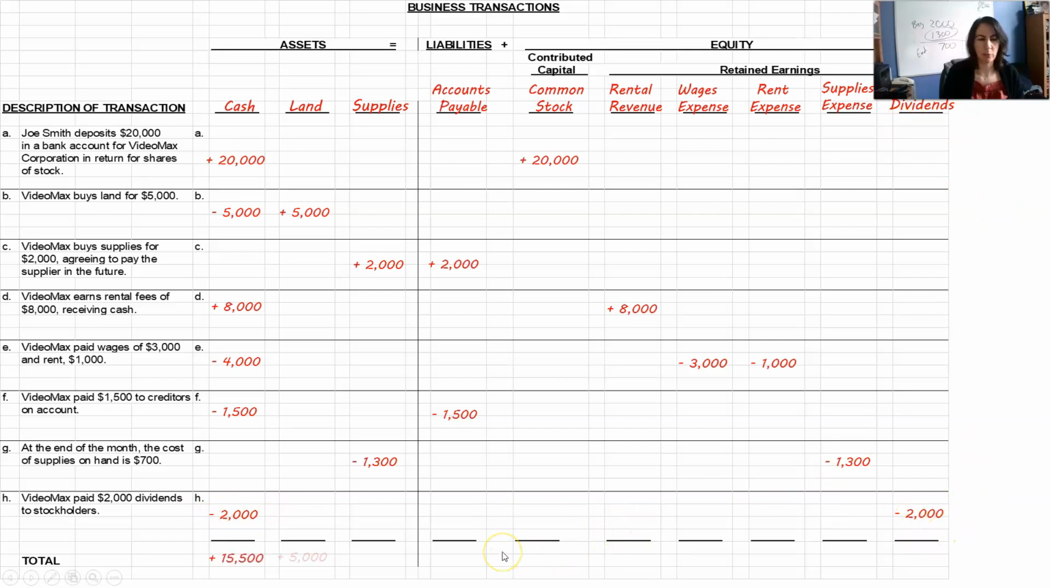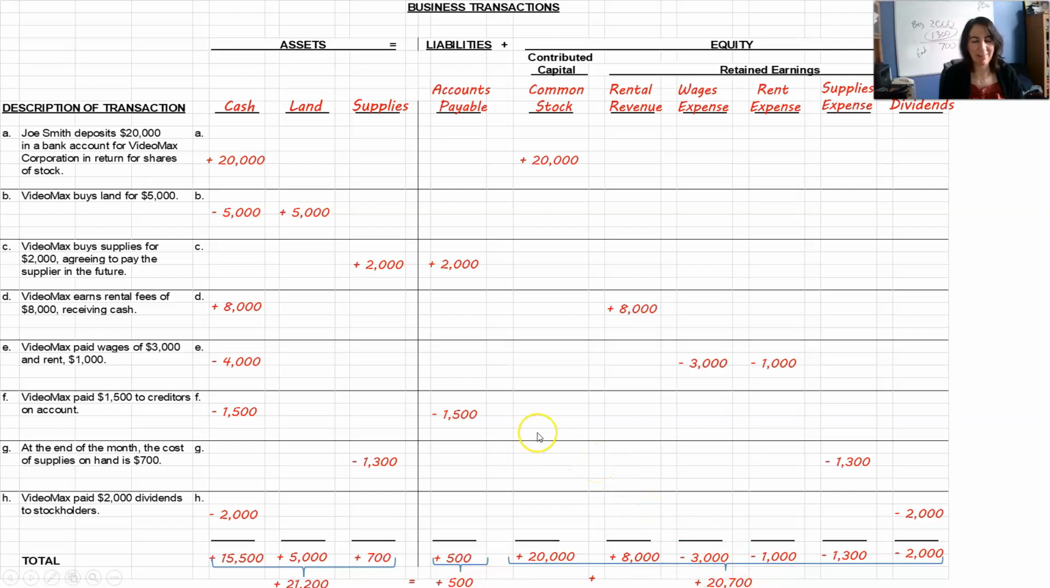All right, so I'm going to throw all the totals in here because we're going to need those totals momentarily. And if you wanted to add them all up, you could see assets equal liabilities plus shareholders' equity. All right, 21,200 equals 500 plus 20,700. Feel free to check my math.